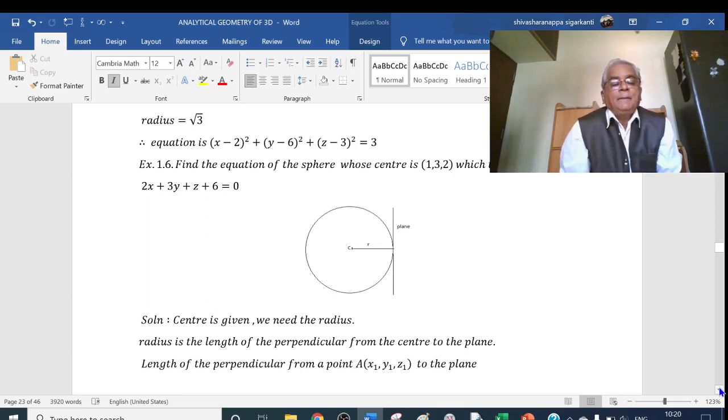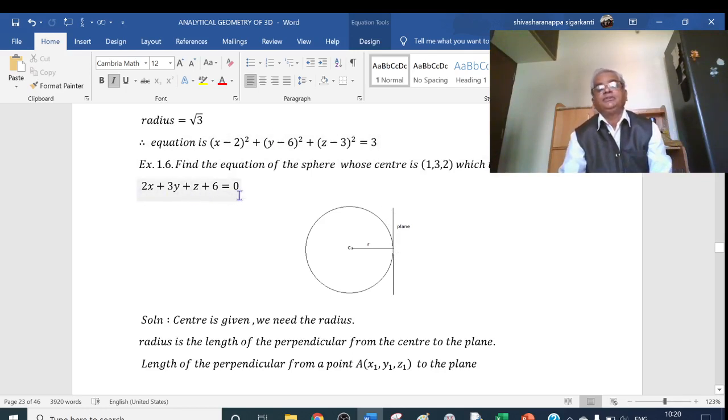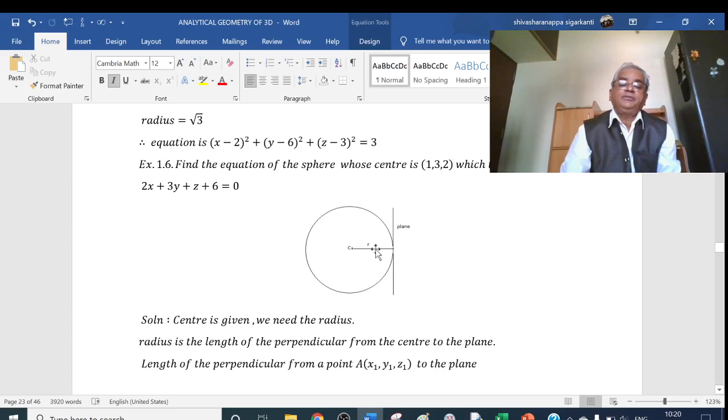Next example: find the equation of the sphere whose center is (1, 3, 2), which touches the plane 2x plus 3y plus z plus 6 equal to 0. It is given that the sphere has center (1, 3, 2) and this touches the plane. See, this is the plane here. The plane equation is 2x plus 3y plus z plus 6 equal to 0. Now, the center is known. If I find the radius, then I can write the equation of the sphere.